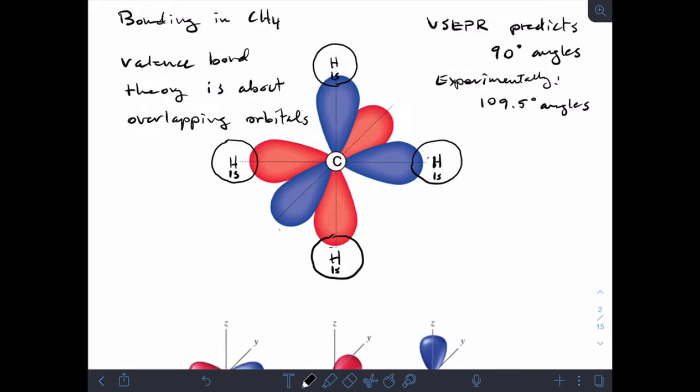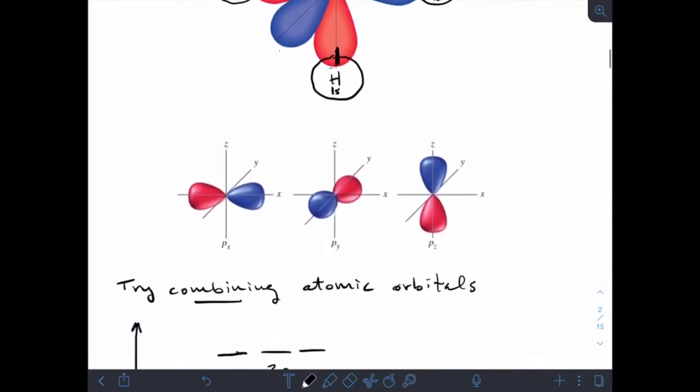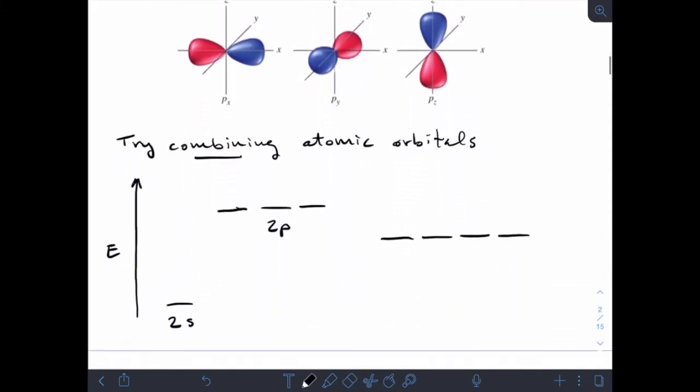And if the hydrogen 1s overlaps with p orbitals directly, like we see here, what I end up with is something that will have 90-degree bond angles, okay? And that's not what they determined experimentally. We know that CH4 makes a tetrahedral shape, and we get 109.5-degree bond angles. So there's some conflict here, okay? So they were trying to explain this, and so they figured, well, let's try to combine atomic orbitals, okay?